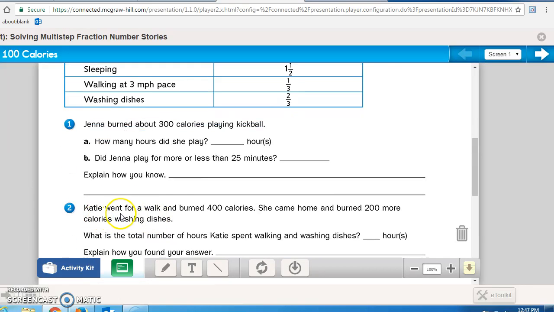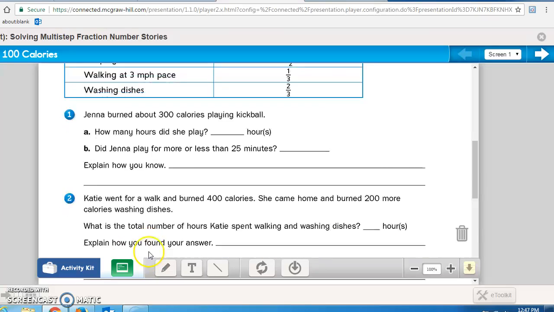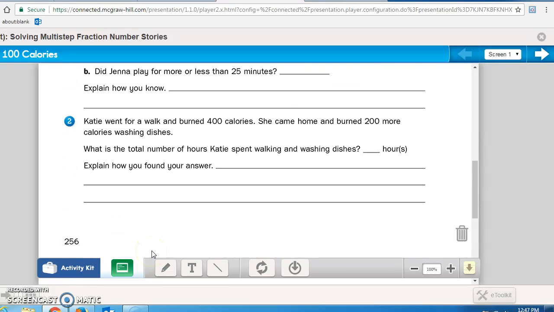Number 2 says Katie went for a walk and burned 400 calories. She came home and burned 200 more calories washing dishes. What is the total number of hours Katie spent walking and washing dishes? So you need 2 different numbers there in hours. And again, explain how you found your answer. This is page 256.